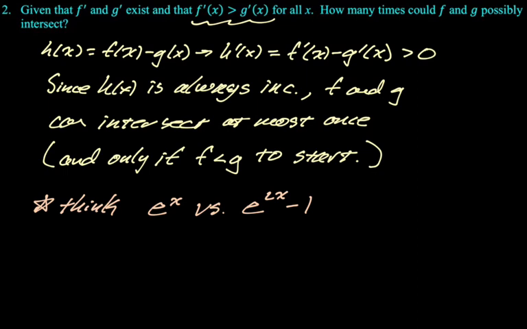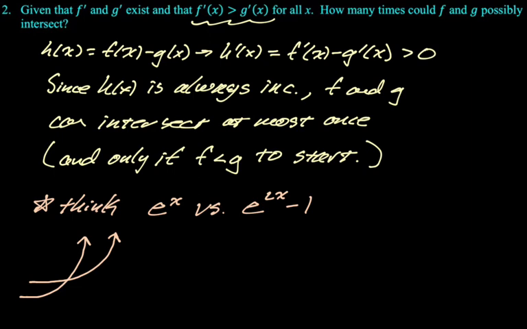So like e to the x versus e to the 2x minus 1. e to the 2x minus 1 is definitely growing faster than e to the x, but it starts out below it because it has a horizontal asymptote at -1. e to the x has a horizontal asymptote at 0. As you go to negative infinity, the graphs kind of look like this. So you can see they'll intersect once, but at most once. They could never intersect again.